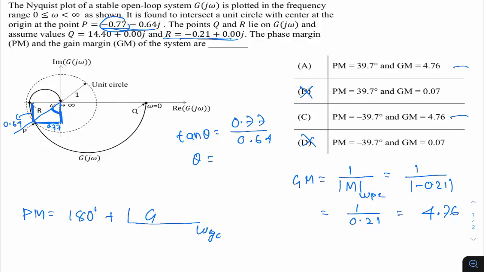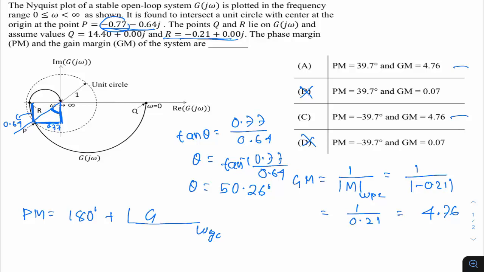So how much do you get? Tan inverse of 0.77 divided by 0.64. You compute this, and it happens to be 50.26. So theta is basically 50.26 degrees. Take a calculator and check it out. This is what you are getting. So what is this overall angle? This 50.26 is this angle only.